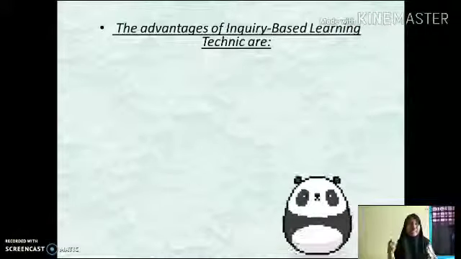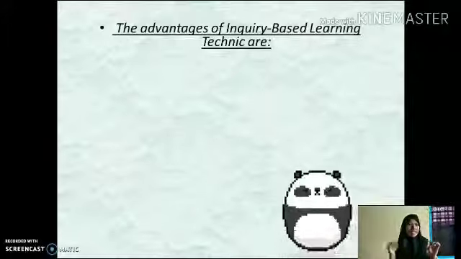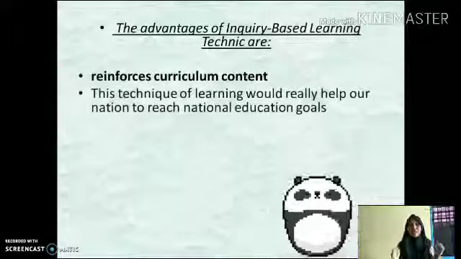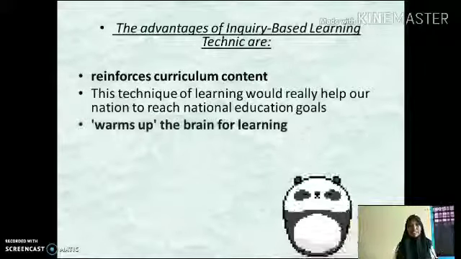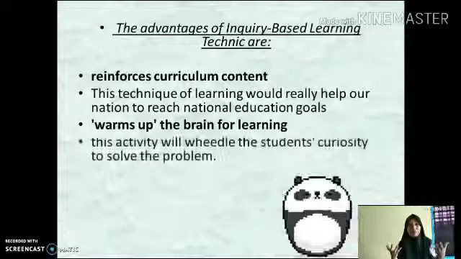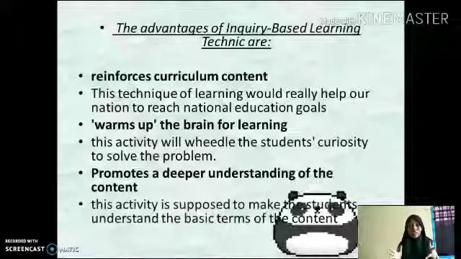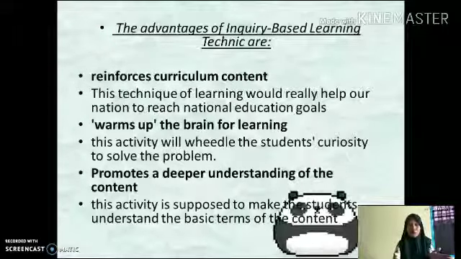So, in this learning technique, there must be disadvantages and advantages. So let's talk about the advantages first. So the first thing is, reinforces curriculum content. Since our latest national curriculum is about upgrading students' critical thinking skill, this technique of learning would really help our nation to reach national education goals.